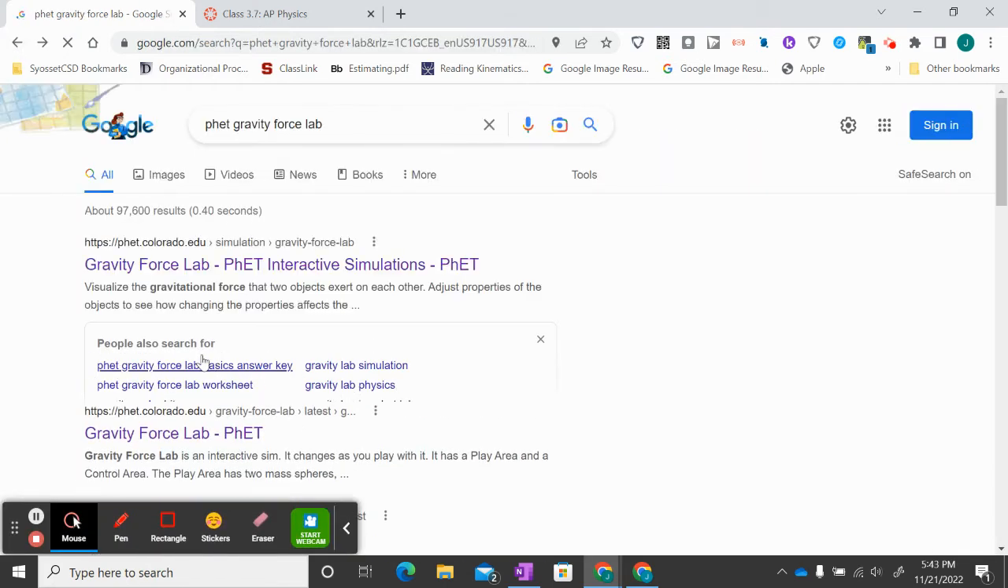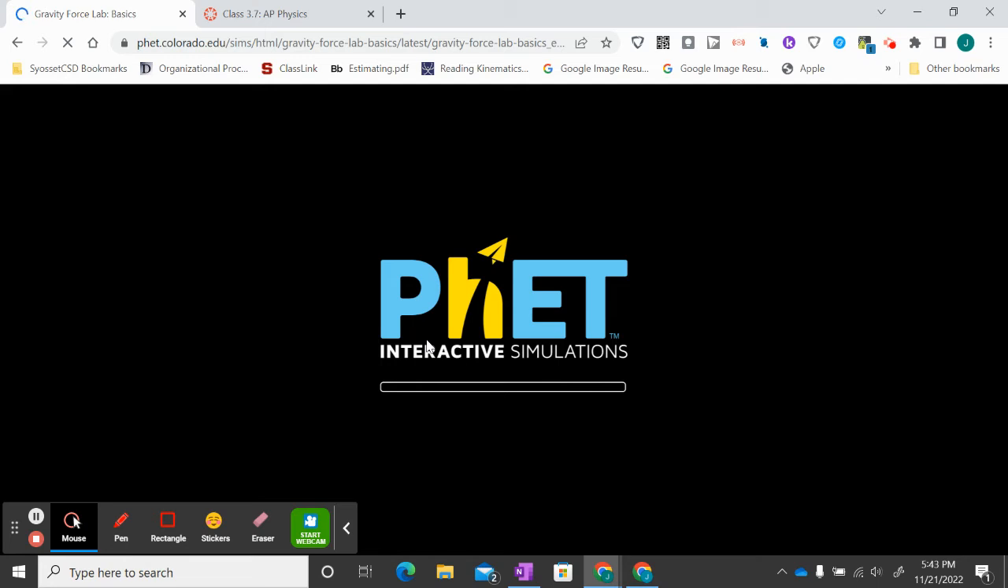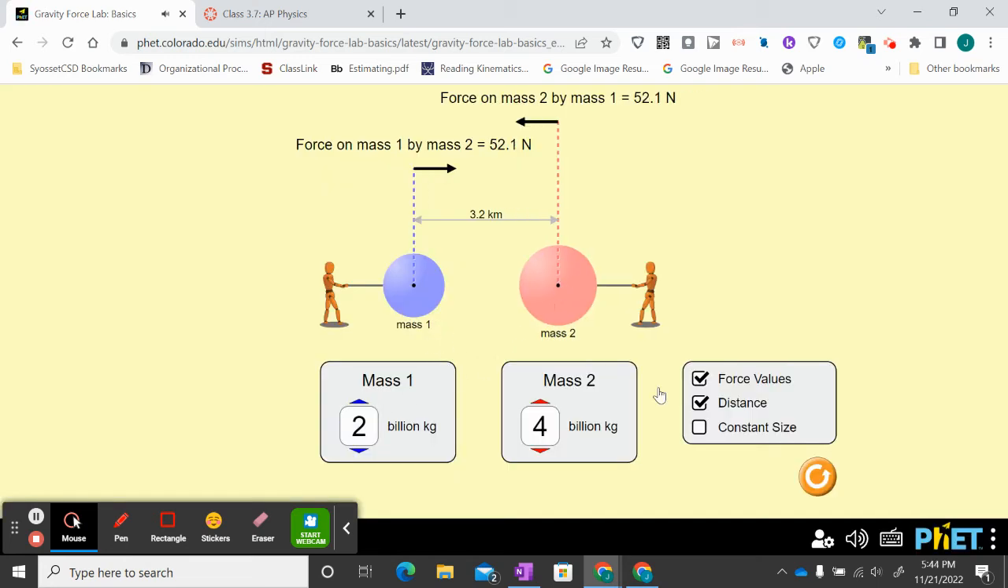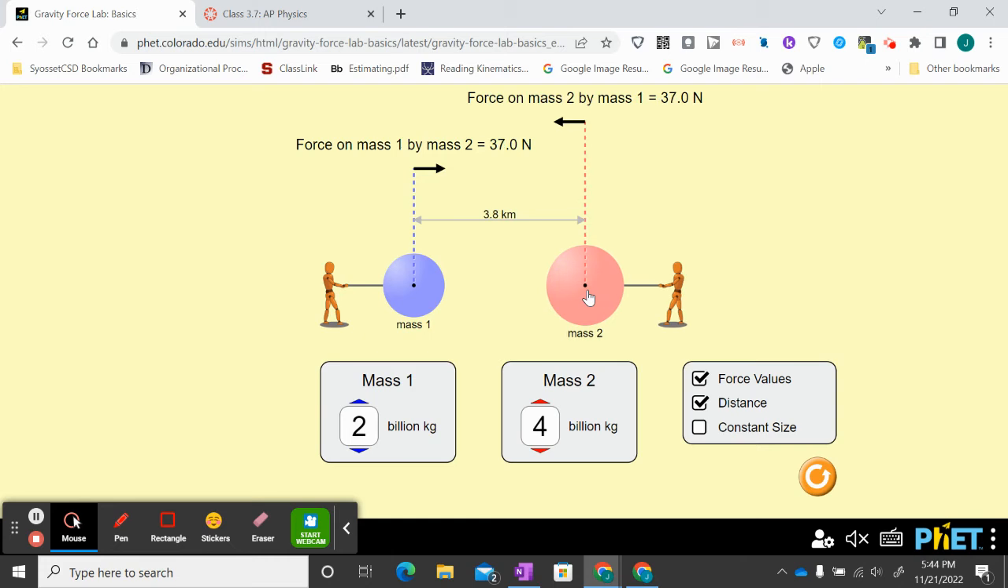If you go to this one, it's not a huge difference. The numbers are just going to be more reasonable. This one has ridiculously large masses, which sounds annoying, so this one is actually a little bit better. See how it just gives you the distance? So you can see the same thing. You have 2 kilometers to 4 kilometers.